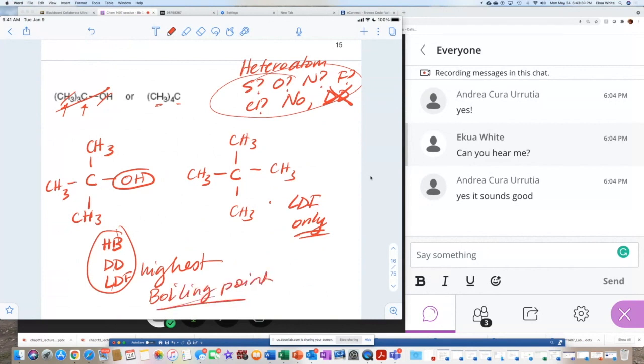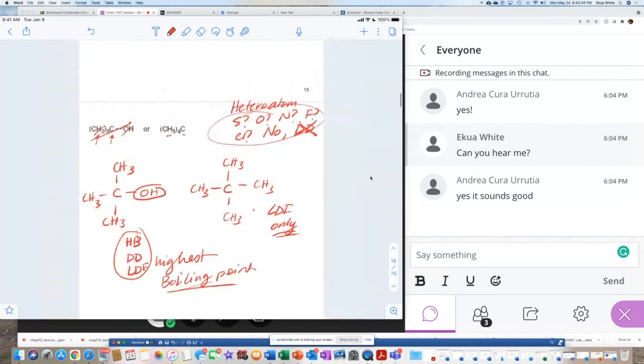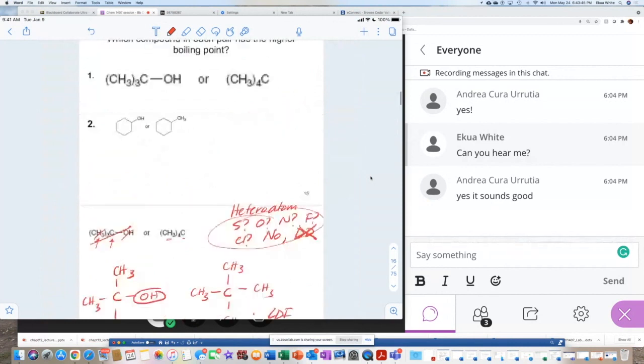Yeah, that's one of those things in chemistry. You spend so much time making your point, defending your case, and then you're done. You're like, wait, what is the case again?